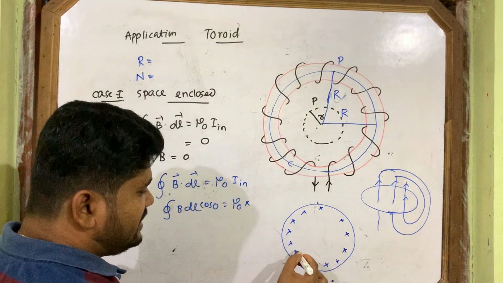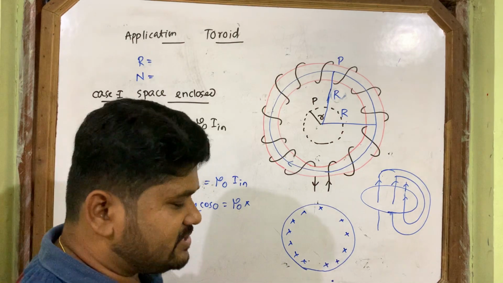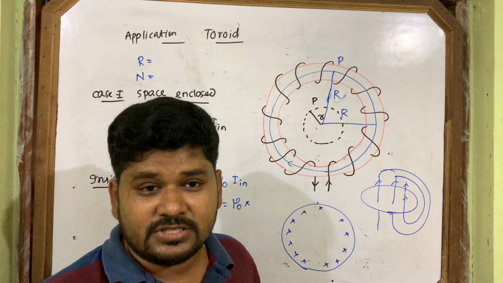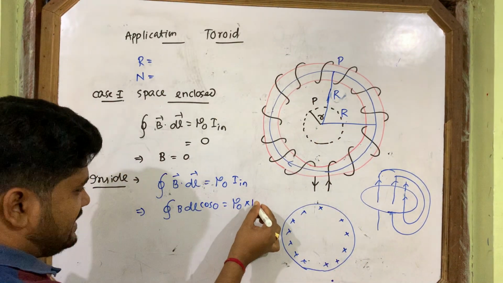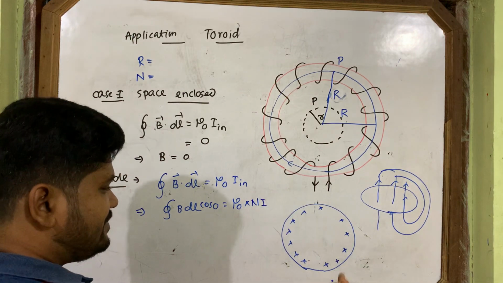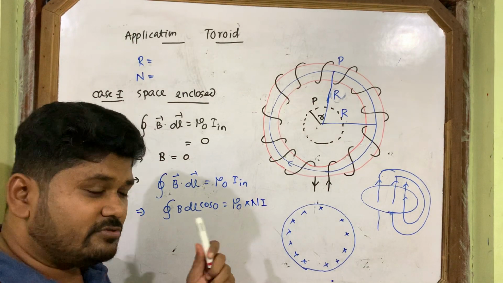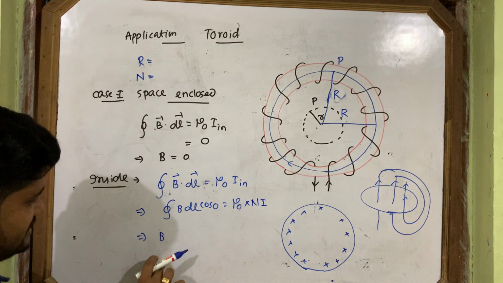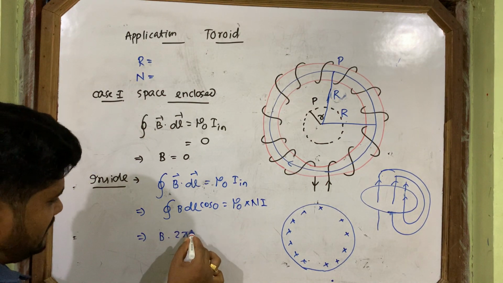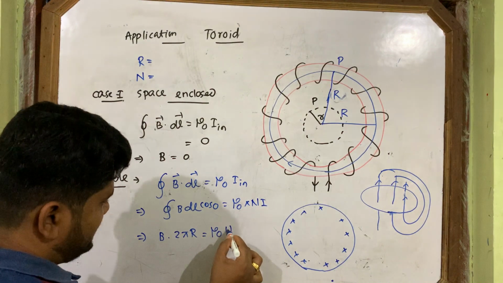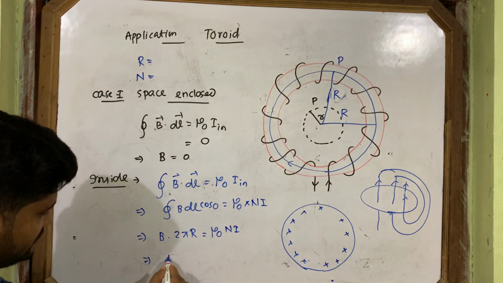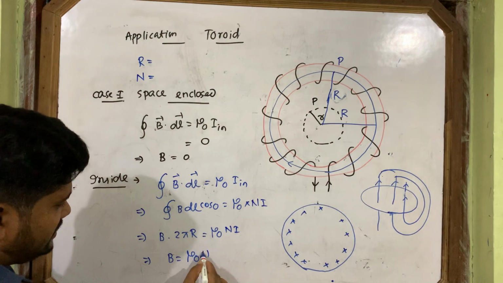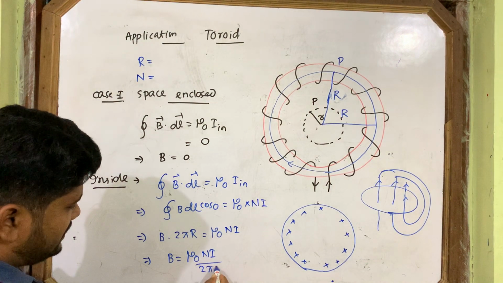And how many times does it enter? N times, because n number of turns are there. So it is the same current, but if it enters n times, we have to take ni. The angle is 0 again, so B is constant, and the dl integration is 2 pi r, so it is mu naught ni. So B is equal to mu naught ni by 2 pi r.